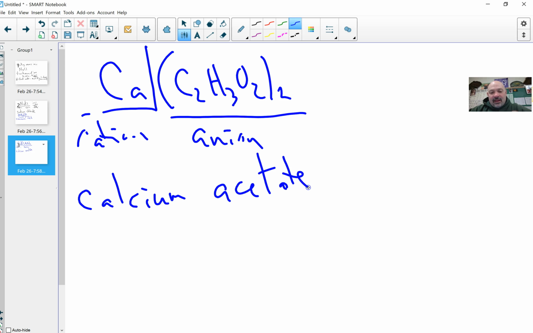Now what I haven't done yet on any of these is look at my periodic table to see if my metal atom has more than one possible charge or not. So far they haven't. Calcium is only a +2. So that's the end of it: calcium acetate.